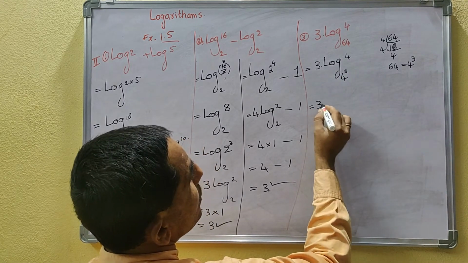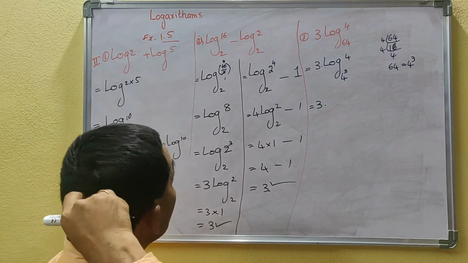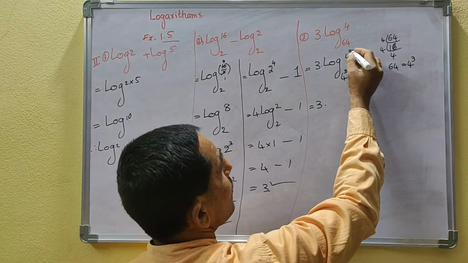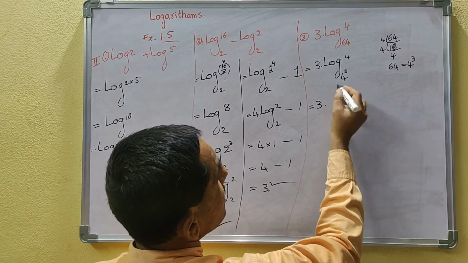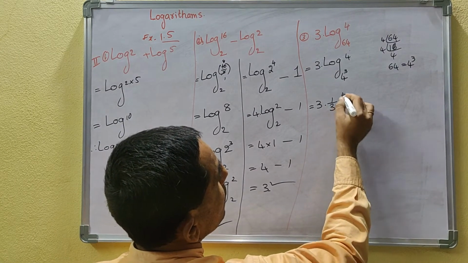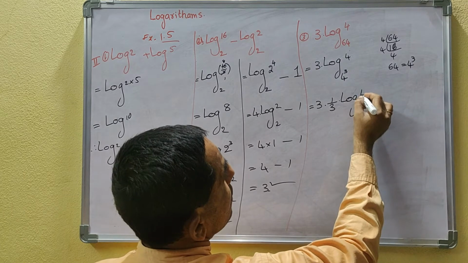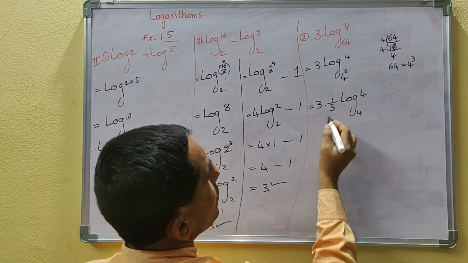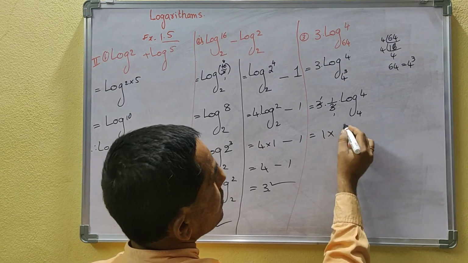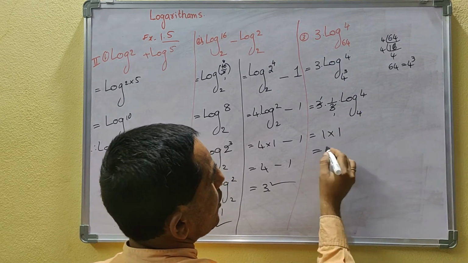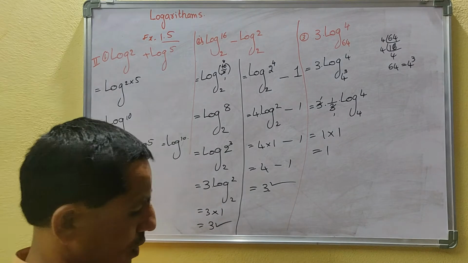So it is equal to 3 into. Here one formula is there: log a to the power of m base b to the power of n is equal to m by n. That means 1 by 3 into log with the same base 4. So 3 times 1 by 3 is equal to 1 into log 4 base 4, whose value is 1. So 1 into 1, answer 1.